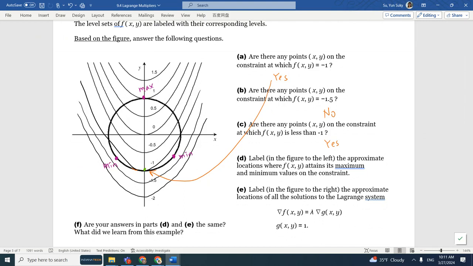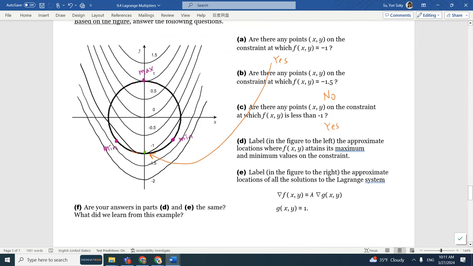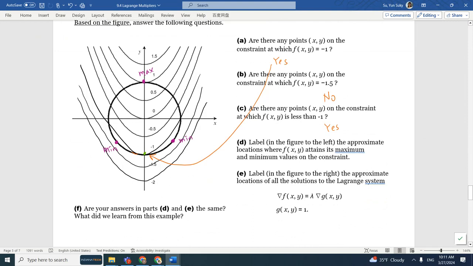Do you agree? About like that. Okay. Oh, sorry. They should be symmetric. Okay, like here. Yes. And then, what happened on those points?